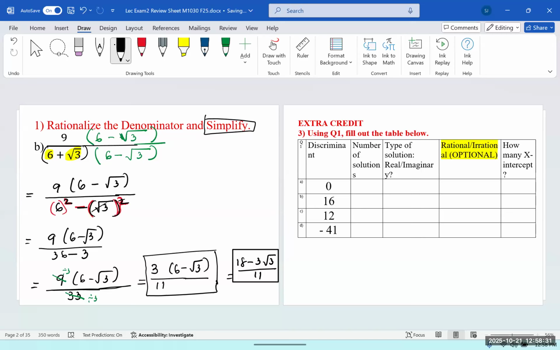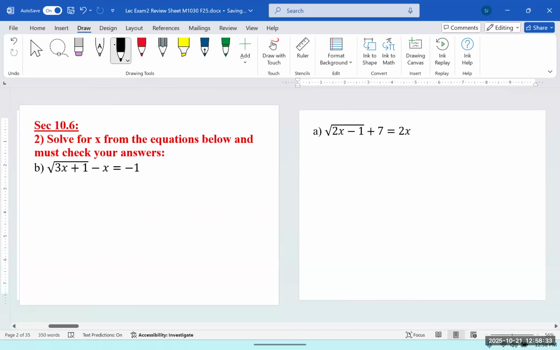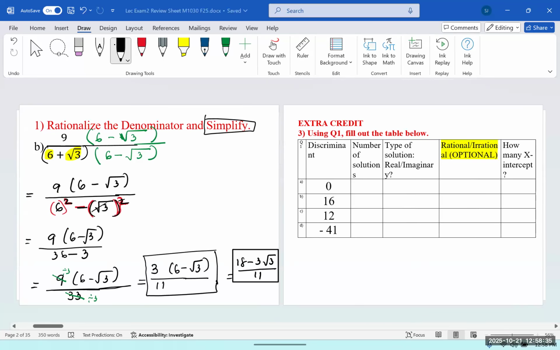What about number 2? Yeah, I'm going to do it with the rest of the radicals. So the extra credit from Chapter 11. The discriminants are given. Based on the discriminant, you write down the information. When the discriminant is 0, how many solutions do we have? 1. What are they, real or imaginary? Real. So how many x-intercepts do we have?